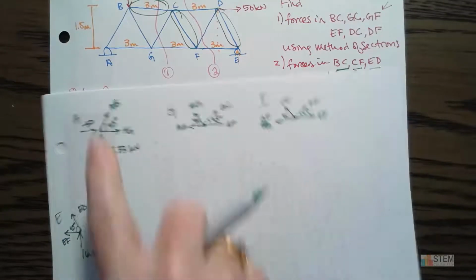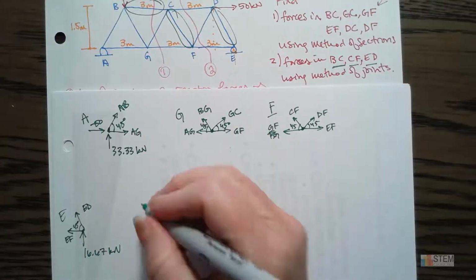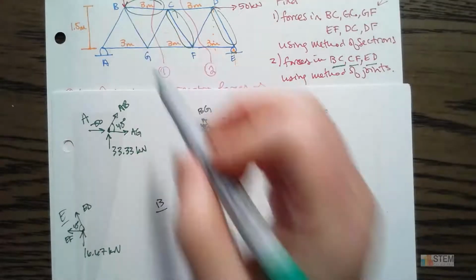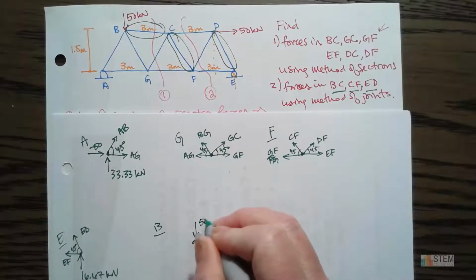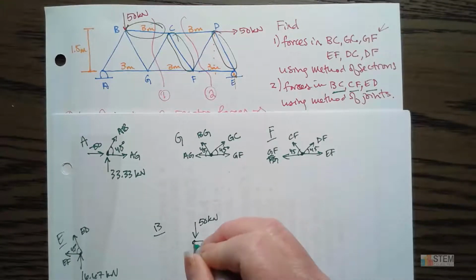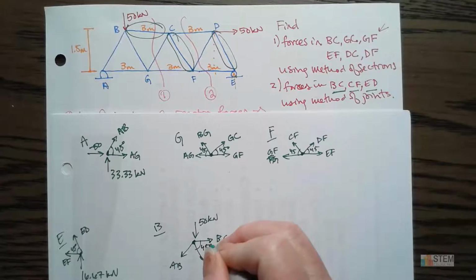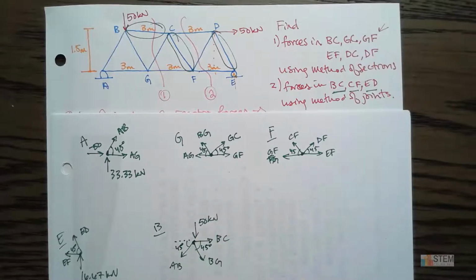Okay, so that takes care of the bottom row. So now let's look at the top part of the truss. So we get B, C, D. Let's do B. So B has the 50 kilonewton force that's applied. So we got to put that on here. And then it's got those three members. So just draw them going out. We got BC, BG, and then AB. All right, so we've got that, and then we need our angles. So this is 45, and then if we draw a little dashed line here, that's 45 there.